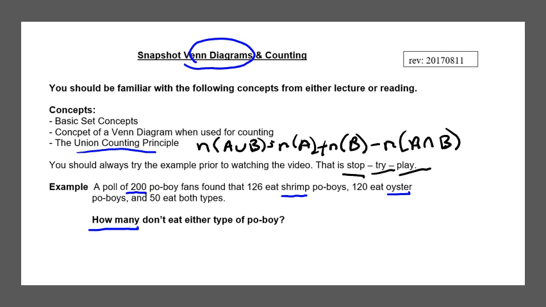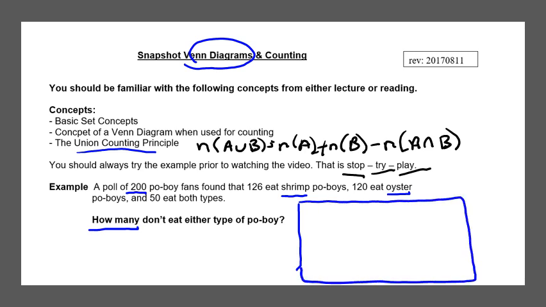Now, the world consists of 200 po' boy fans. The world is a rectangle, right? Since we have two distinct categories, shrimp and oyster, we're going to come up with two circles. One, let's say, for the shrimp, and one for the oyster. Now, if you look at the numbers we're working with, we have 200 fans.